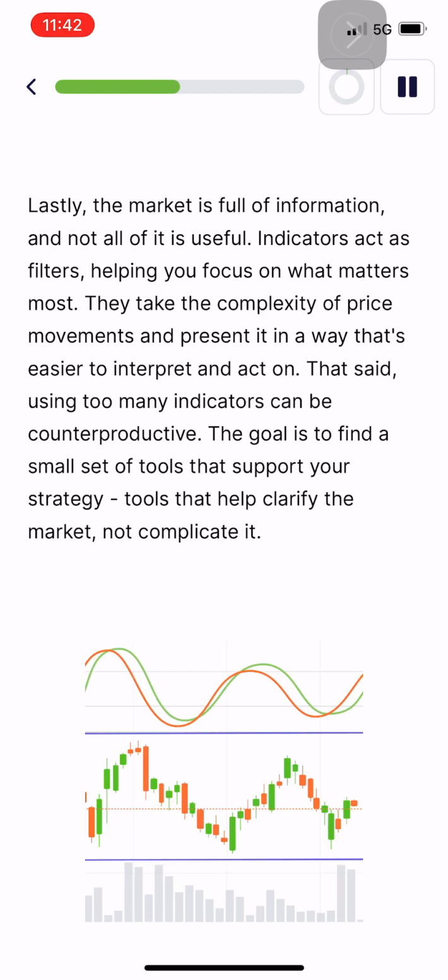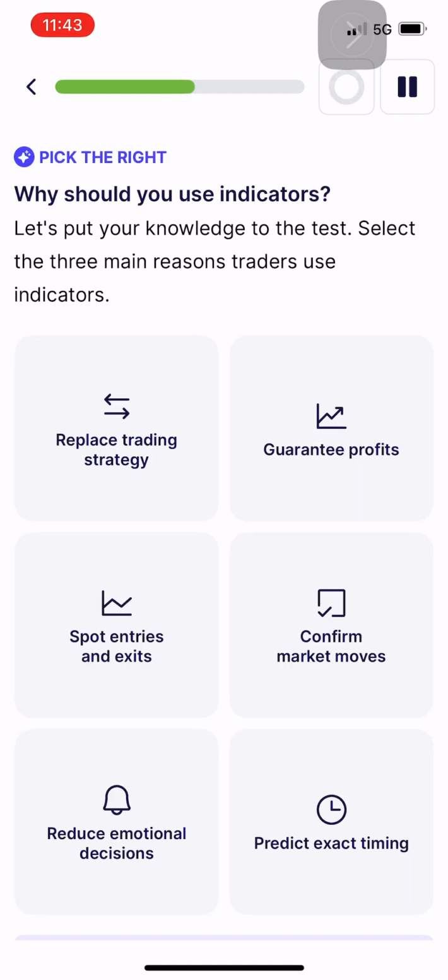Lastly, the market is full of information, and not all of it is useful. Indicators act as filters, helping you focus on what matters most. They take the complexity of price movements and present it in a way that's easier to interpret and act on. That said, using too many indicators can be counterproductive. The goal is to find a small set of tools that support your strategy, tools that help clarify the market, not complicate it.